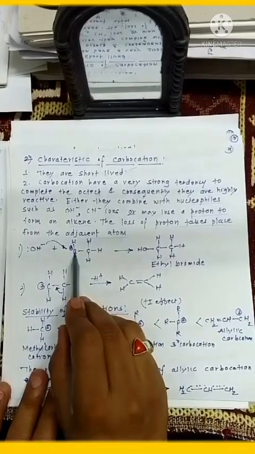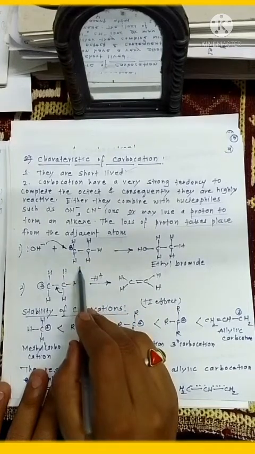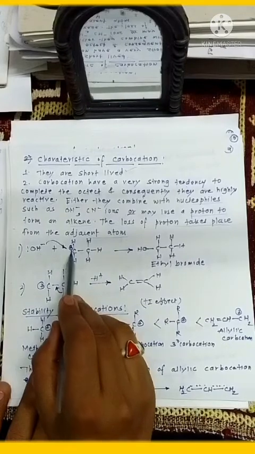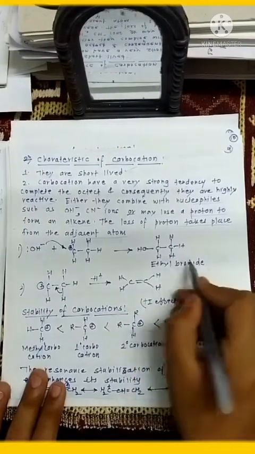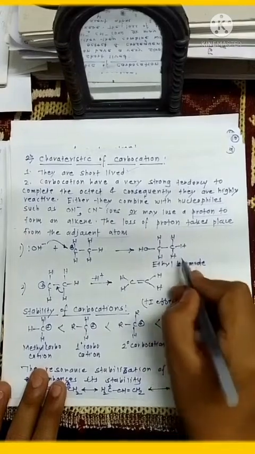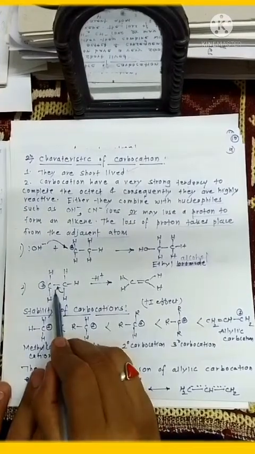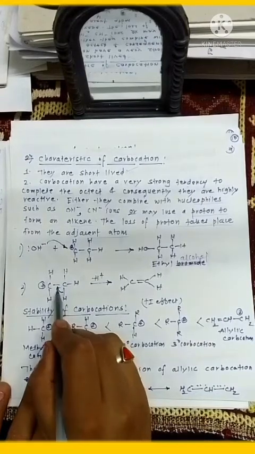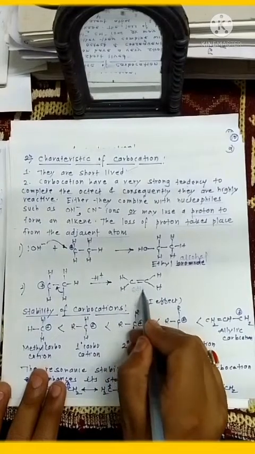this carbocation is very reactive and it is always in search of nucleophiles. So a nucleophile can easily attack here to form a bond. So here OH- acts as a nucleophile to give ethyl alcohol. In this carbocation, loss of proton from the adjacent carbon atom takes place and we got ethylene.